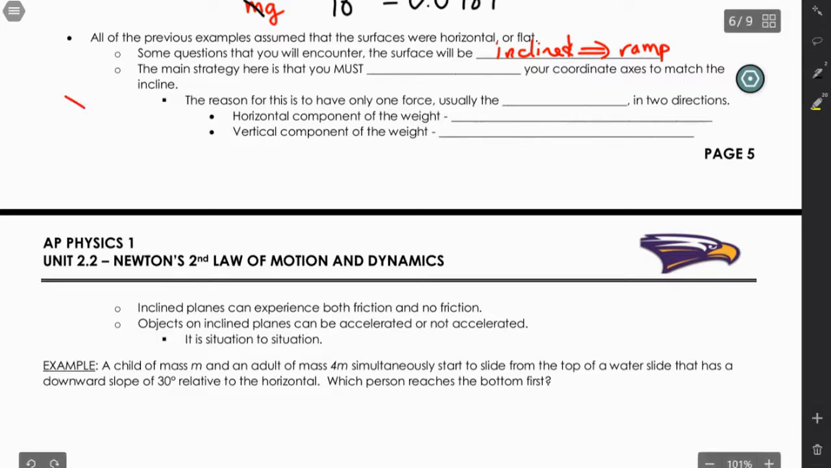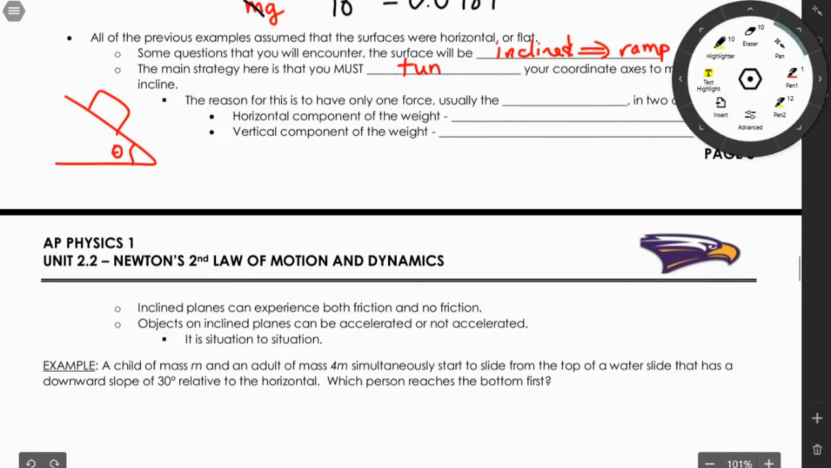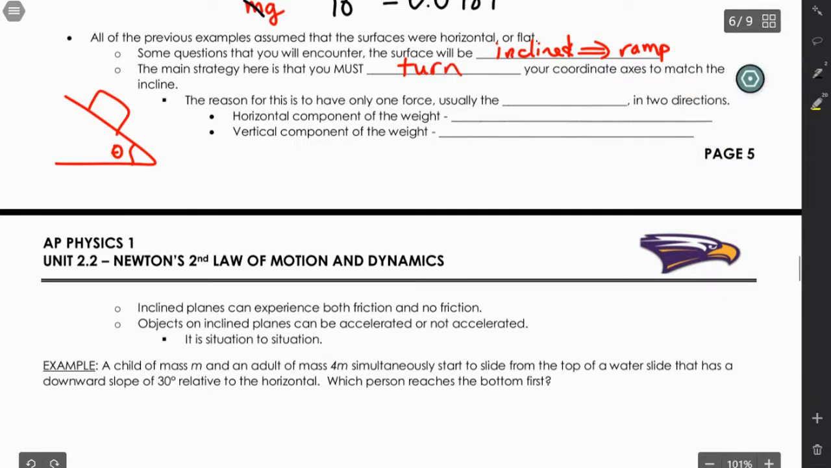And here's the physical picture of what will be happening. How you draw your incline doesn't matter. I go back and forth where I put the tip to the right or tip to the left. It doesn't matter, because when you actually do these problems, and this would be the angle of incline, the main strategy here is that you must turn your coordinate axis. You've got to turn your positive axis to match the incline in some way. And typically you're going to put positive in the direction of the motion.